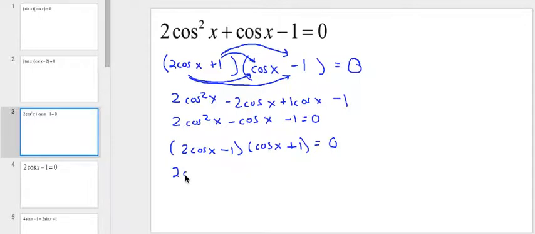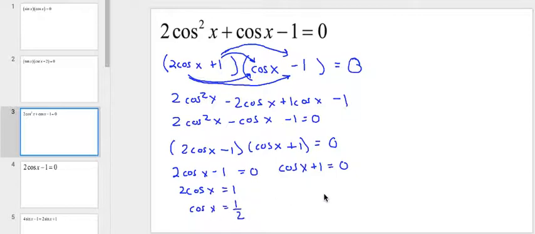So we've got either 2 cosine of x minus 1 equals 0, or cosine of x plus 1 equals 0. If we solve the first equation, we'll have 2 cosine x equals 1, or cosine x equals a half. In the second equation, we're going to have cosine of x equals -1.